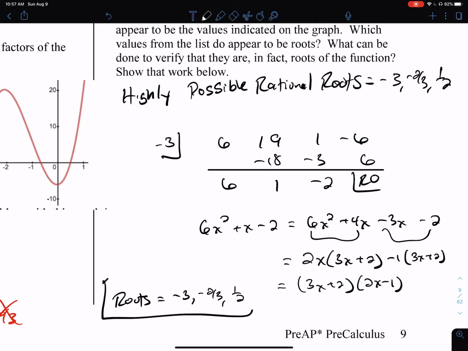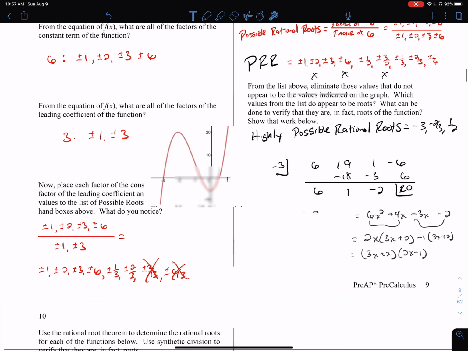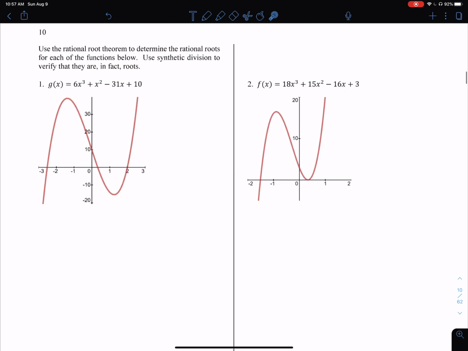Now I intentionally factored this problem once I got to this point to see if I could get this. However, in hindsight, it would have been faster to not factor it, but to synthetically divide this by -2/3 or a half. A half would probably be the easiest. All right, let's do two more examples.